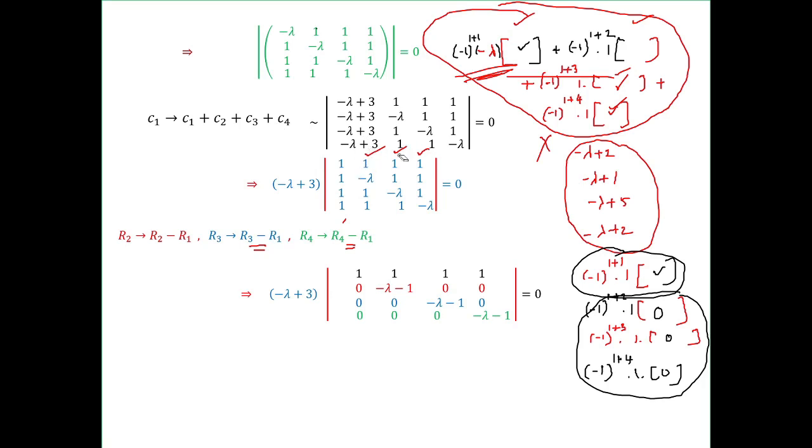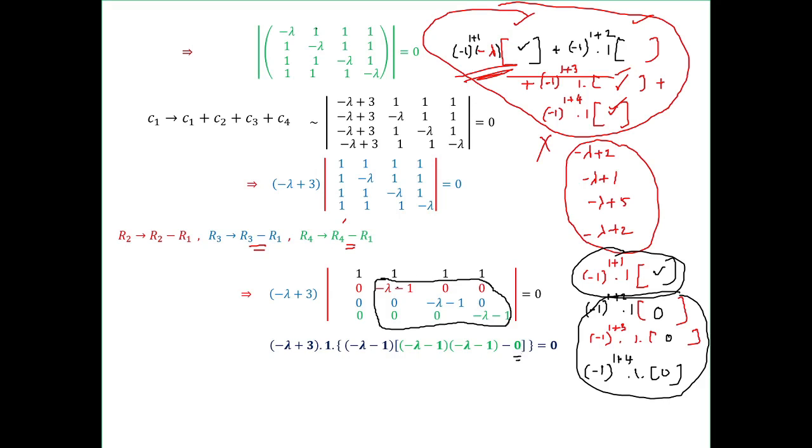Here, let me proceed. Next step, let us expand that determinant. So minus lambda plus 3 into expansion through this one I am doing. So 1 into, let us come to this inner 3 by 3 matrix. What will you get? Minus lambda minus 1 into AD minus BC, so minus lambda minus 1 into minus lambda minus 1 minus 0 minus 0. 0 into 0 is 0.